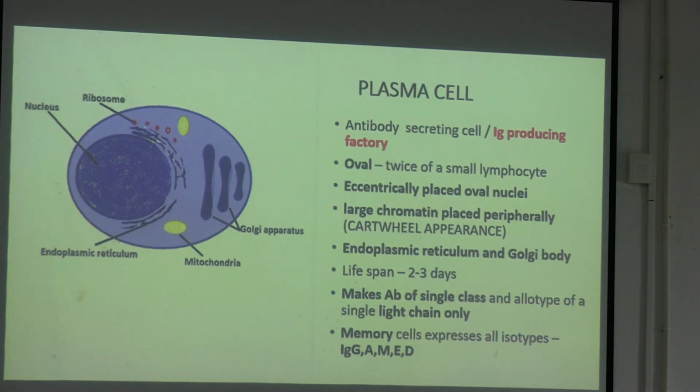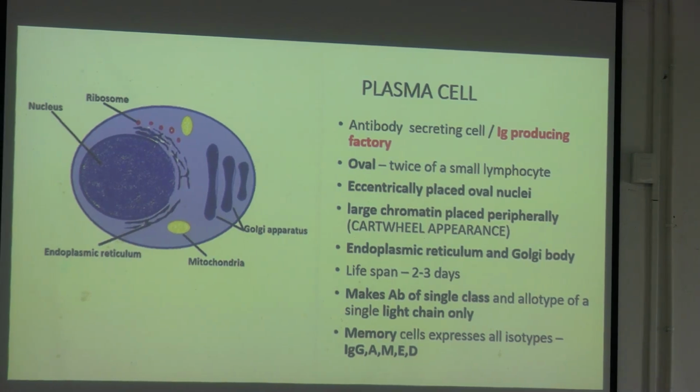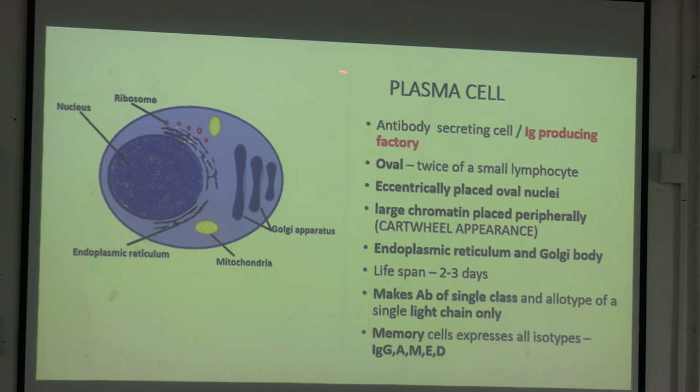Plasma cell, which I mentioned, is ultimately the last stage of development of the mature B cell. They are antibody secreting cells, or Ig producing factory, it is called. They are kind of oval. They have an eccentric location of the nuclei, and they also have the cell organelles like ribosome, endoplasmic reticulum, mitochondria, and the Golgi apparatus. They have a lifespan of 2 to 3 days, and once the plasma cell is produced, they can only form antibody of a single class.